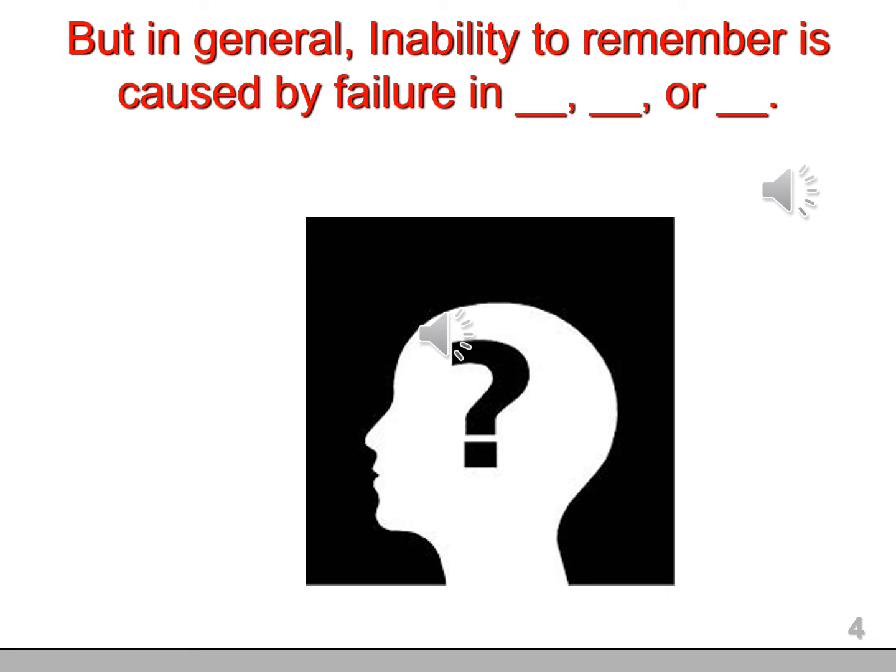So in general, when we have a problem in memory, it's not because we had amnesia. Our problem is much more likely to be due to a failure in the way we encoded the information, stored it, or in the retrieval process itself.